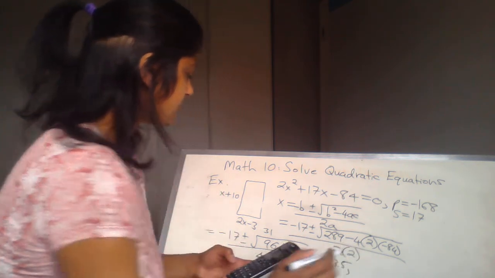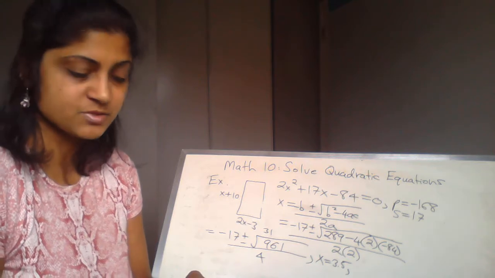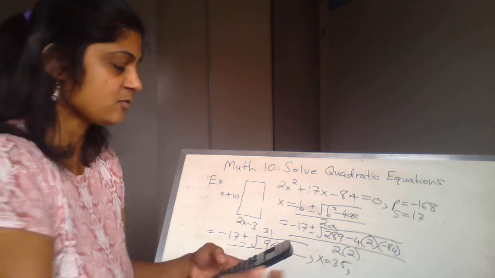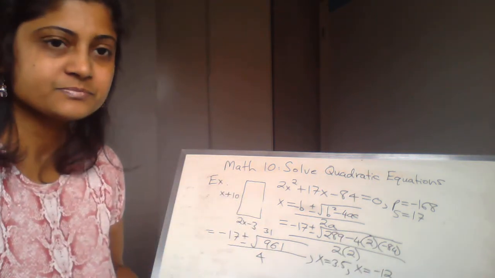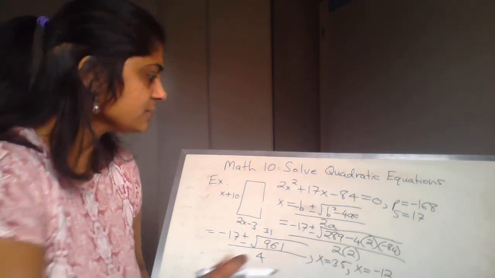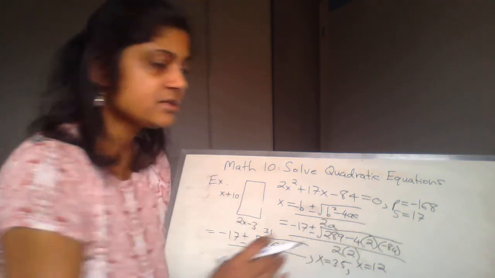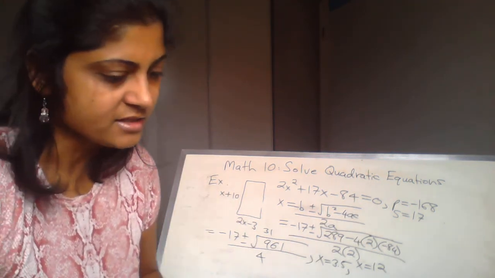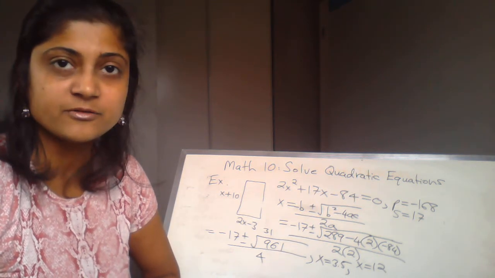So x is 3.5, okay? Or I can do -17 minus 31 divided by 4, okay? And x is equal to -12. Okay, so I'll just write that a little bit higher so we can see it. So these are basically my 2 values of x, okay? And it just says to determine the value of x that gives the area of 54.